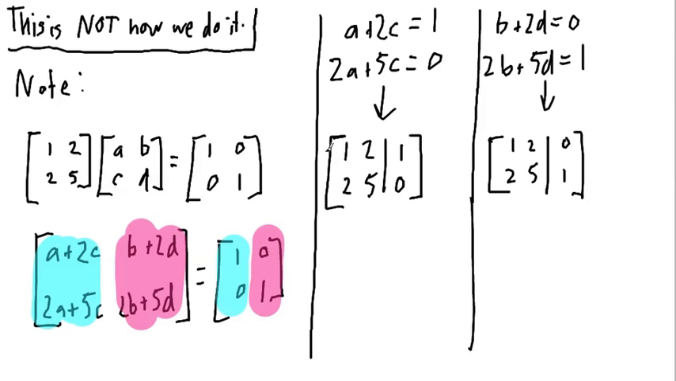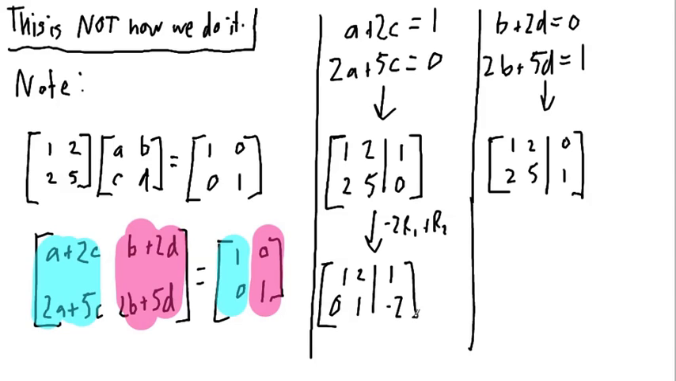The first thing here, I've got a 1 up here, I've got a 1 up here. So what I would do is take -2 row 1 and add that to row 2. I would do that over here too, which would give me 1, 2, 1. And that would give me 0. -2 times 2 is -4, plus 5 is 1. And -2 times 1 is -2. And over here, that would give me 1, 2, 0, 1, 1, 0.